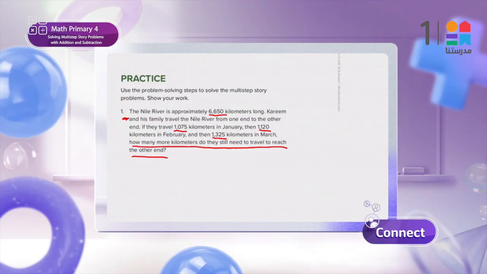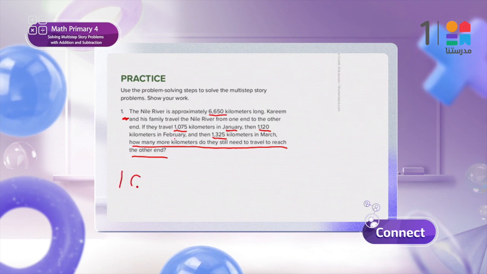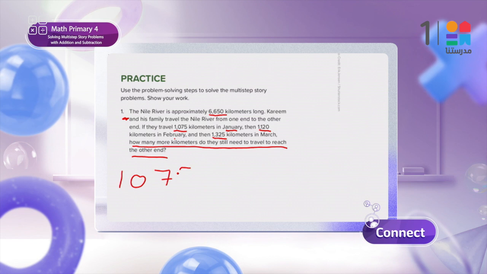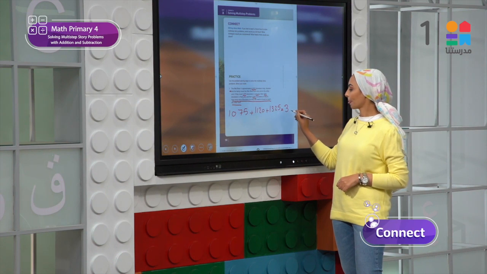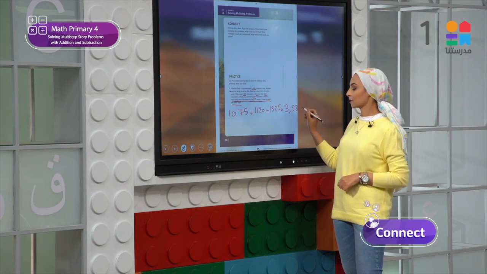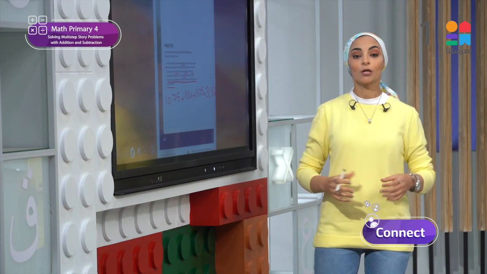Then what should I do? Yes, I will add the 3 numbers together, which are the kilometers in January, February, and March. So I will add 1,075 plus 1,120 plus 1,325. So my answer is 3,520, as you see here. Then we will use the subtraction.